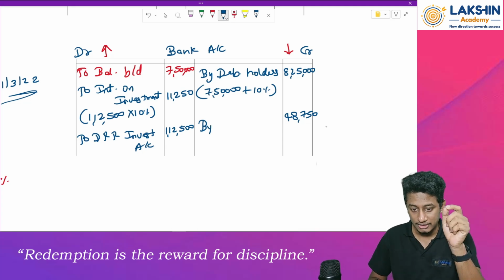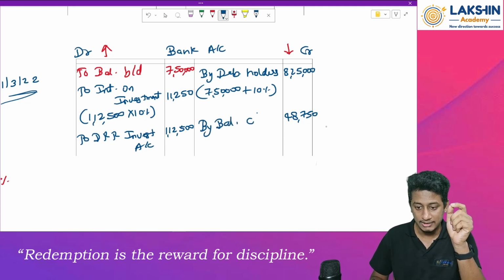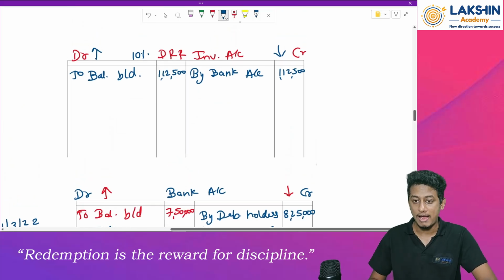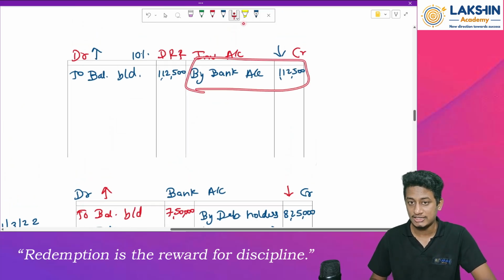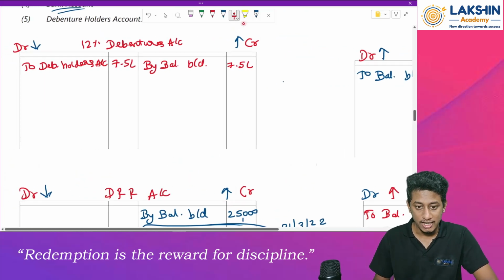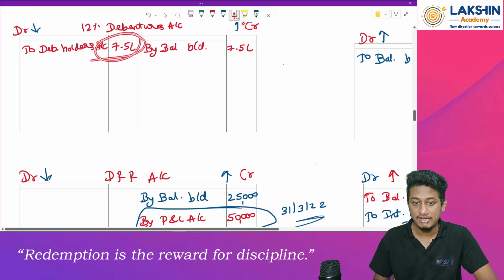So this will be taken as what? By balance carried on. See, for the remaining account there is no balance carried on. Why? Because we have closed it over here by selling it off. Then here also we have transferred all the amounts to what? To the debenture holder. So no closing balance.